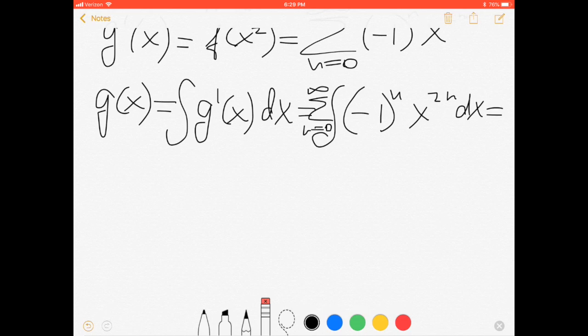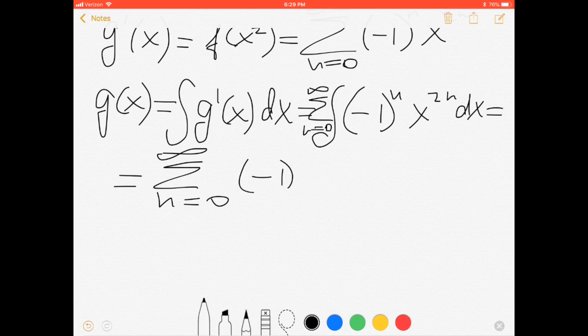It will be the series from 0 to infinity of negative 1 to the power n, x to the power 2n plus 1 over 2n plus 1. Because we integrate, we don't forget about c.